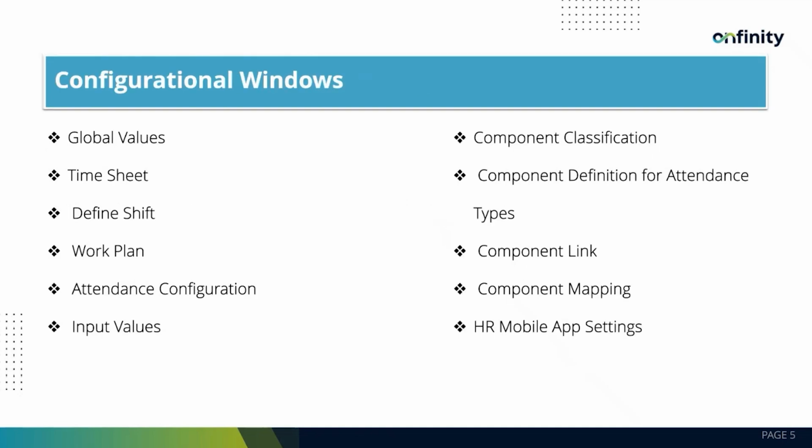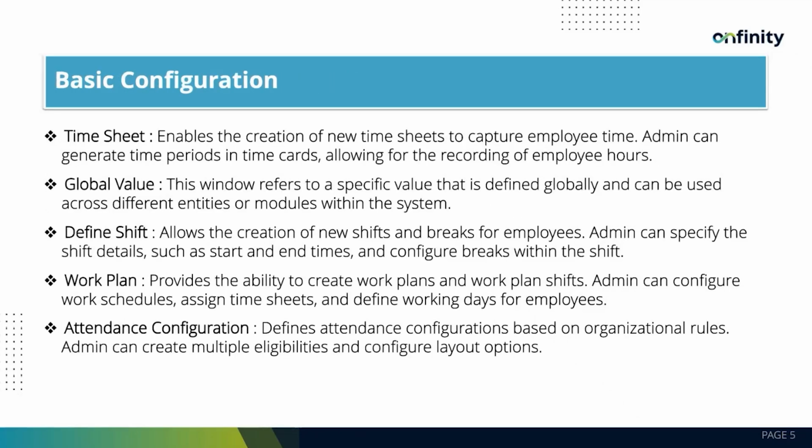The configurational windows for attendance include global value, timesheet, define shift, work plan, attendance configuration, input value, component classification, component definition for attendance type, component link, component mapping, HR, and mobile application settings. These elements represent the basic configurations for attendance.